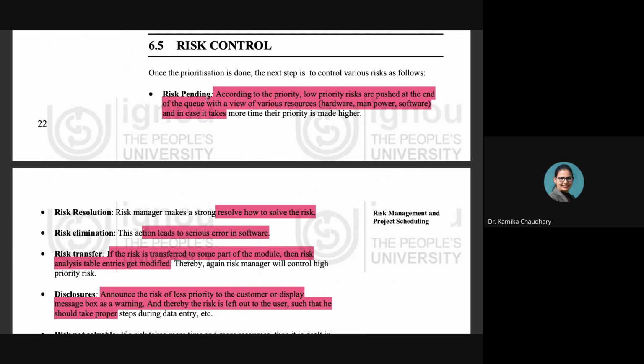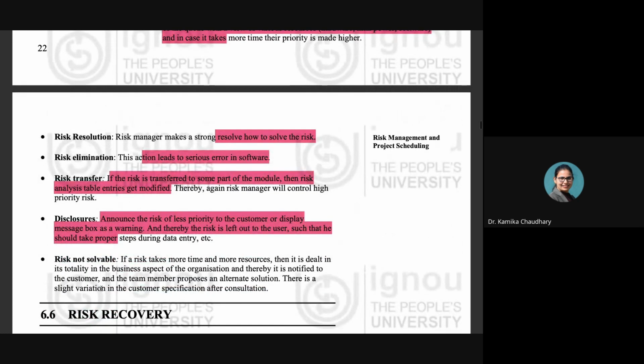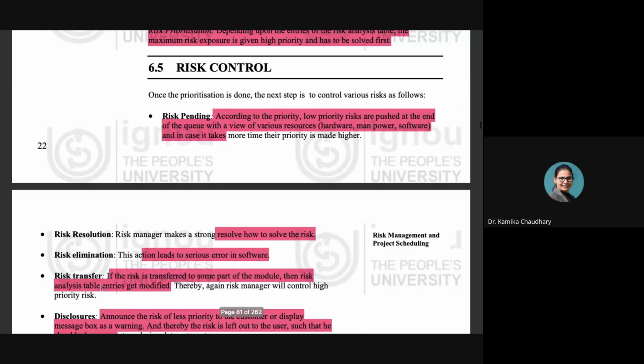It is the risk pending stage, then risk resolution, risk elimination, risk transfer, risk disclosure, and risk not solvable. So what does risk pending include? According to the priority, the low priority risks are pushed to the end of the queue, meaning these are the risks that could be handled later on. Risk pending is basically moving your risk into the priority queue according to its exposure. If they are of high exposure, they will be high in the priority queue, and if they are of low exposure, they will be low in the priority queue.